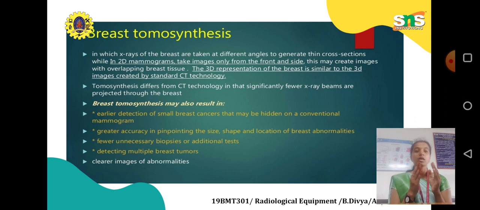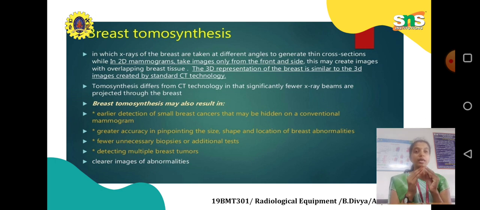Breast tomosynthesis may also result in early detection of small breast cancers that can be hidden on a conventional mammogram. By using breast tomosynthesis, we can identify smaller breast cancers in early stages.